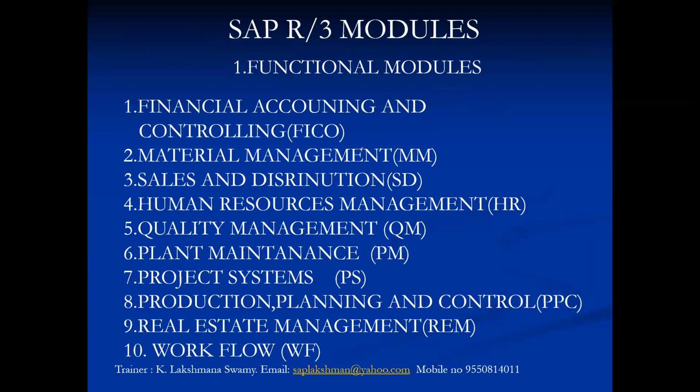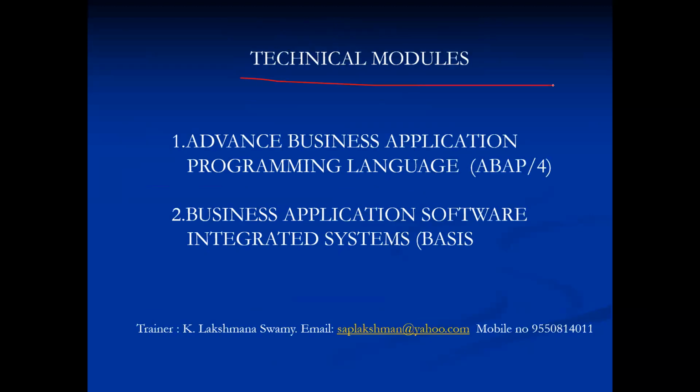Now, the product we are using is SAP R/3. SAP company has nearly 60 plus products. Out of all these 60 plus products, SAP R/3 is a very, very famous product, and the majority of the revenue of SAP company is contributed by this product only. So in this SAP R/3 product, basically we have two types of modules: functional modules and technical modules, right?